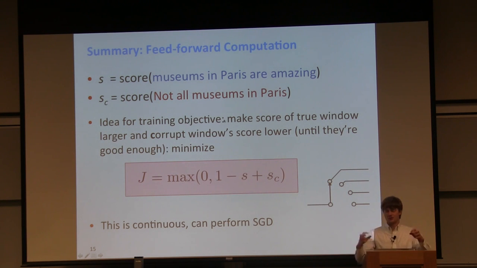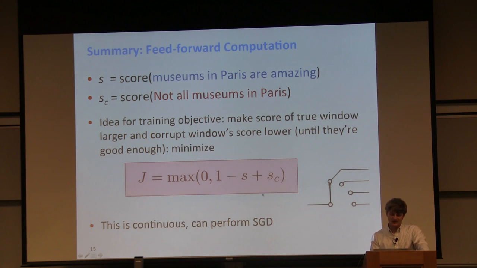So now to put those ideas together, for each window, we will have this main objective function. Basically, the idea will be to make the score of the true window, S, large, and the score of the corrupted window lower. Hence, if we minimize this, then S will get larger, and S_c, the corrupted score, will get smaller.